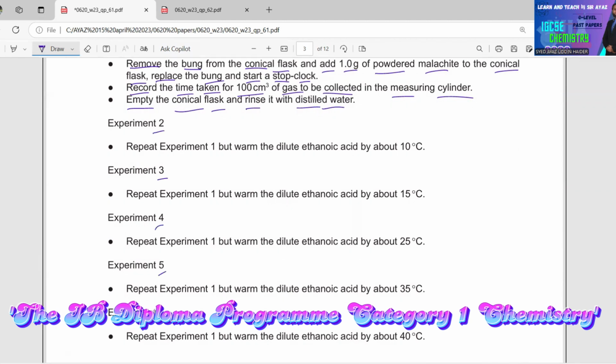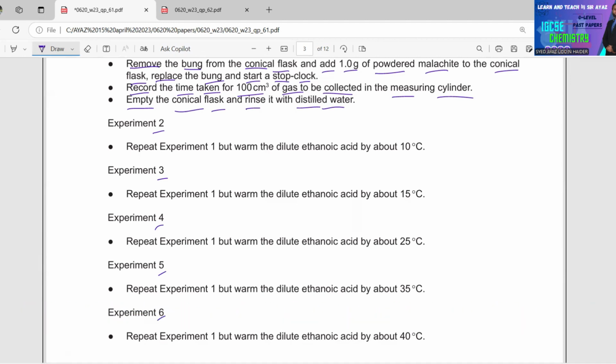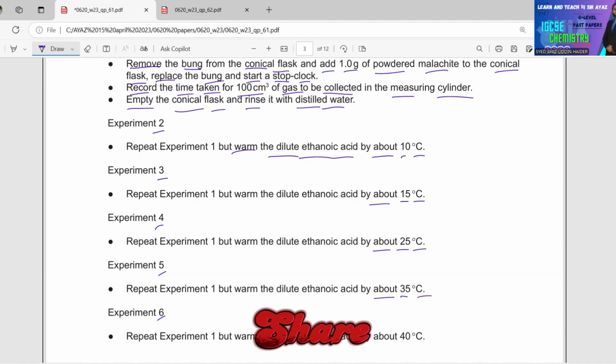Now what is the difference between these? In case of experiment 2, warm the dilute ethanoic acid by about 10 degrees centigrade. In case of experiment 3, warm by about 15 degrees centigrade. In experiment 4, warm by about 25 degrees centigrade. In experiment 5, warm by about 35 degrees centigrade. In experiment number 6, warm by about 40 degrees centigrade.